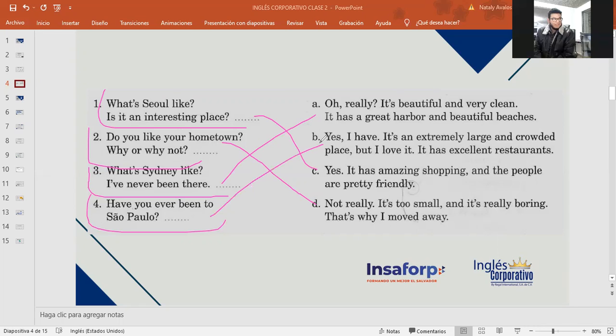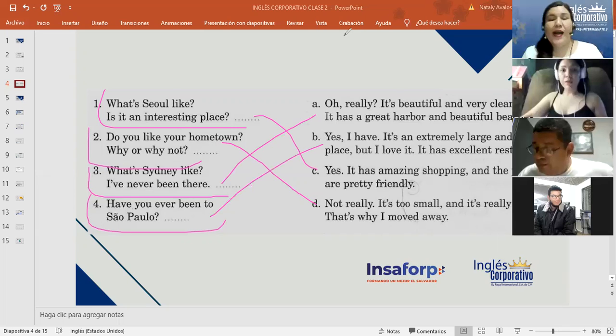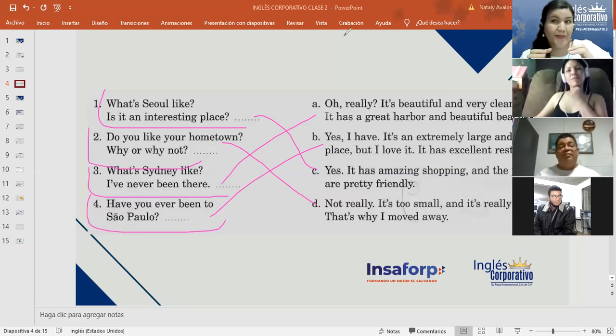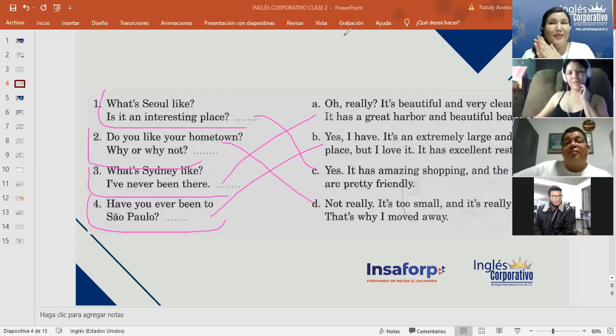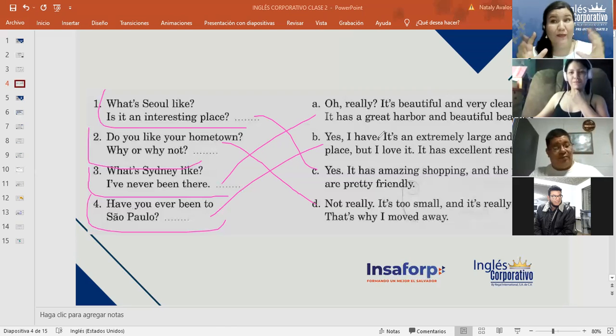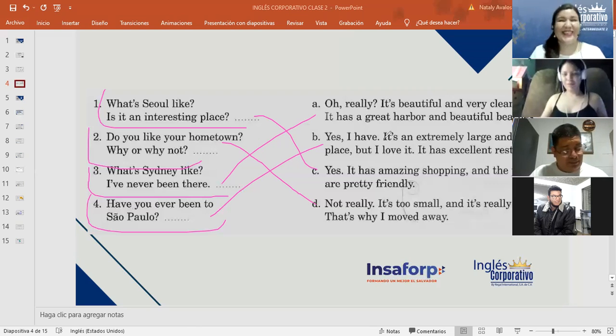Excuse me, teacher. Yes. What is the meaning of crowded? Okay. I am going to give you an example. A bus in the center of San Salvador at 6 p.m. Very crowded. A lot of people in the same place. That's the meaning of crowded. Thanks for the example. Exactly. Or like the supermarket at Christmas. Really crowded. Exactly like that. Very good job.